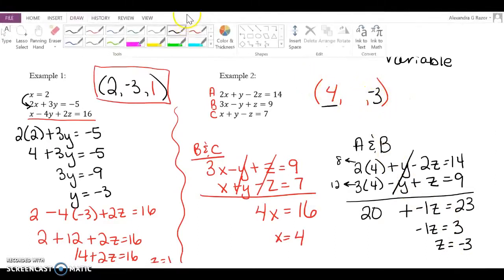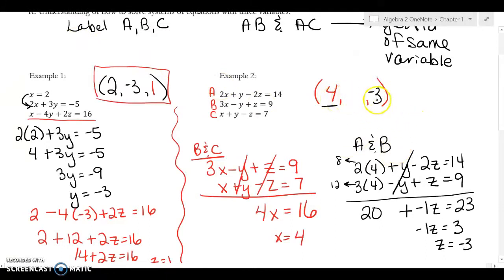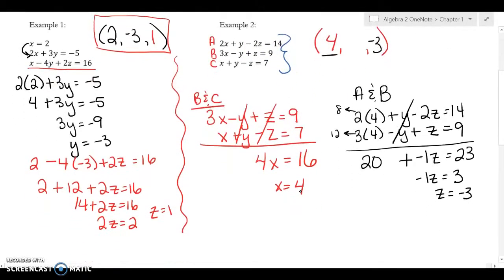Now what I can do is plug those two numbers, my x and z value, into any of these three equations to find my last answer for y. So I'm just going to use equation C because it doesn't have any coefficients, so that's a little nice. So my x is 4. I don't know my y. My z is minus negative 3 equals 7.